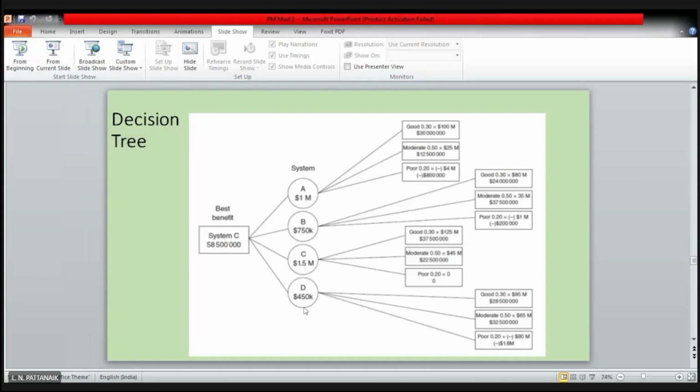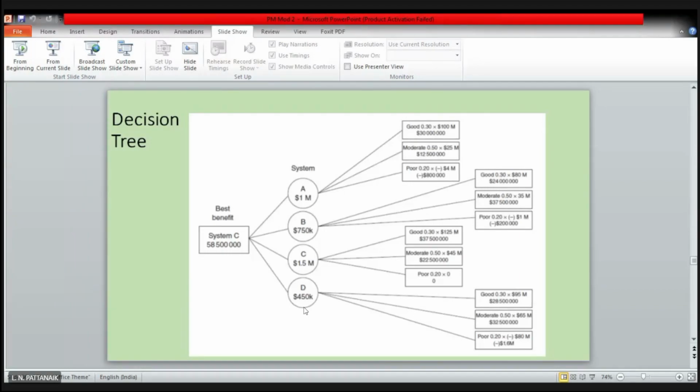Again, you are finding the EMV kind of thing. So in the EMV, you multiply the probability with the benefit associated, as I have shown you in that table. If it is happening in the good way, the probability is 0.3, and that is multiplied with the impact on you, that is 100 million. Similarly for moderate, similarly for poor, but poor was negative, so you are getting a negative. Same thing you repeat for all the rest of the decisions or systems, so you are finding EMVs for all.